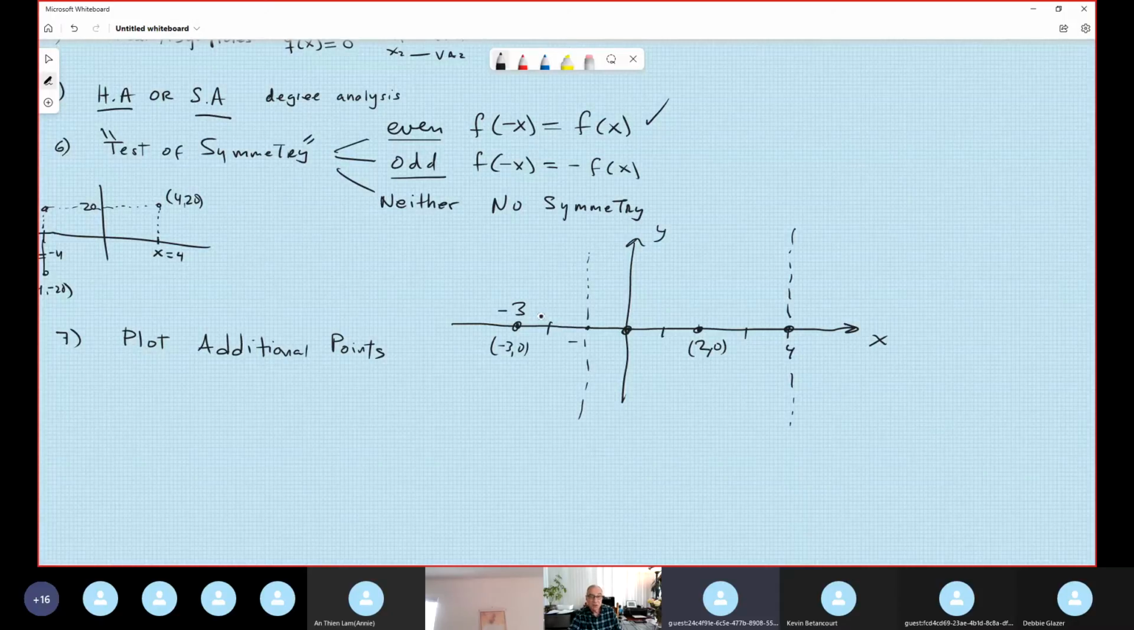Okay, so now, how many additional points? Well, for example, you select one here, 5, and you evaluate the original function at 5. This is easy, just plugging in arithmetic. You, for example, select another one in between 4 and 2, suppose 3. And you evaluate it.